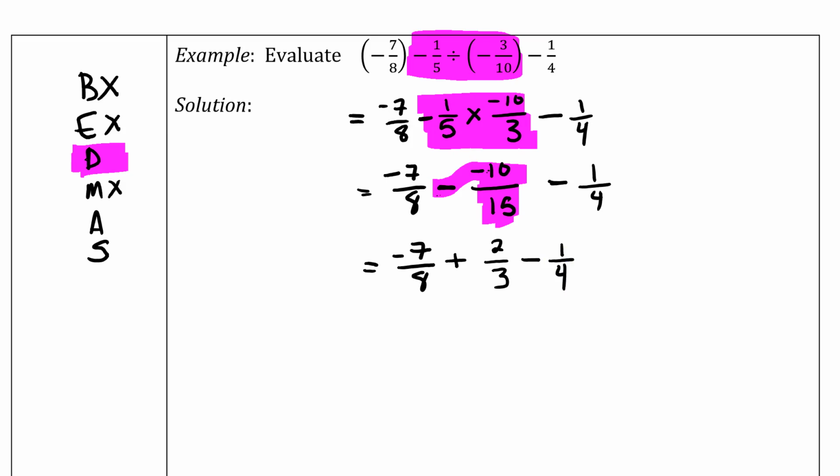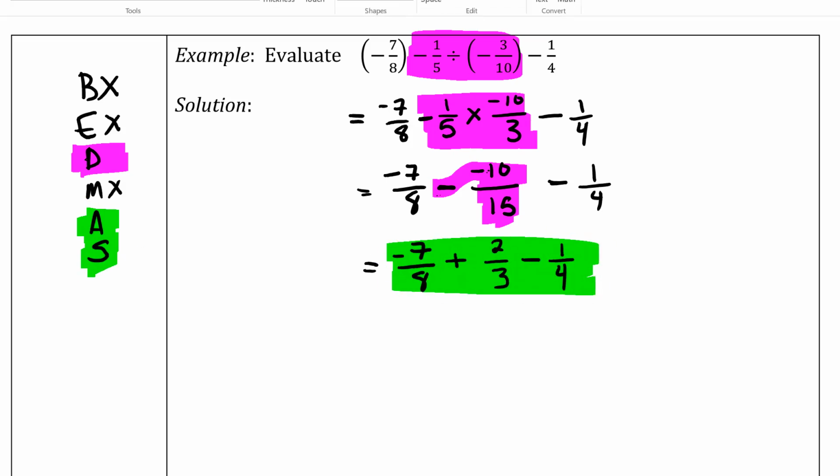Okay, cool. The next thing that we need to do is this adding and subtracting thing, and that's that whole thing. We can do it in one fell swoop. And we want to find the lowest common denominator. Remember, multiplying, dividing, no lowest common denominator. Adding and subtracting, we need to find that lowest common denominator. So we need to find the lowest common denominator between 8, 3, and 4.